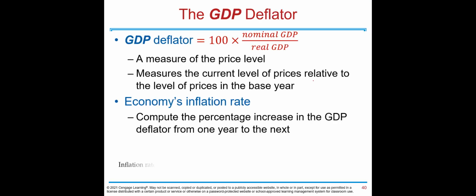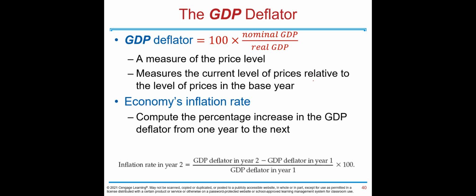Now, the next statistic we need to learn is the GDP deflator. GDP deflator is used to measure the prices. So in the GDP deflator, you keep the quantities constant and you just focus on the change in prices. How do we calculate the GDP deflator? It's 100 times nominal GDP divided by real GDP.